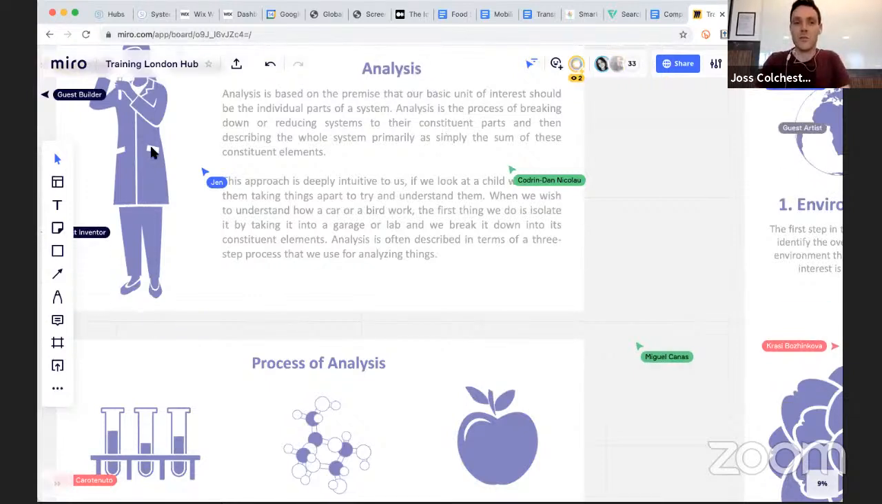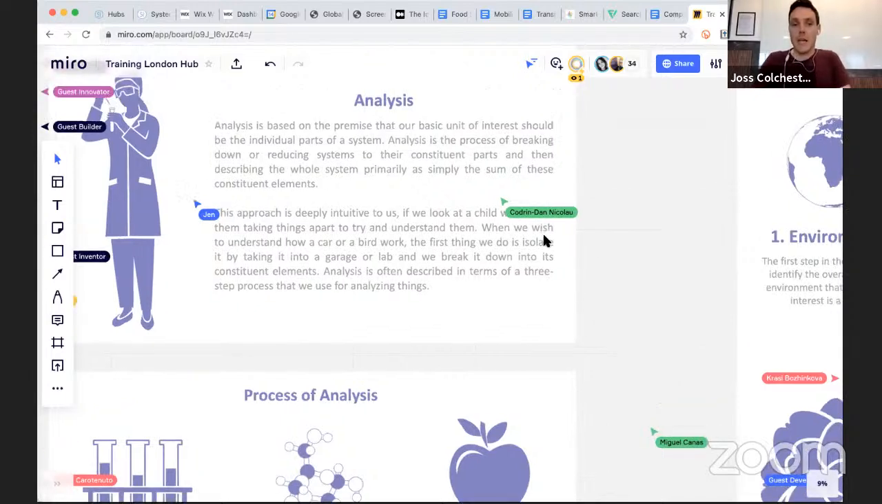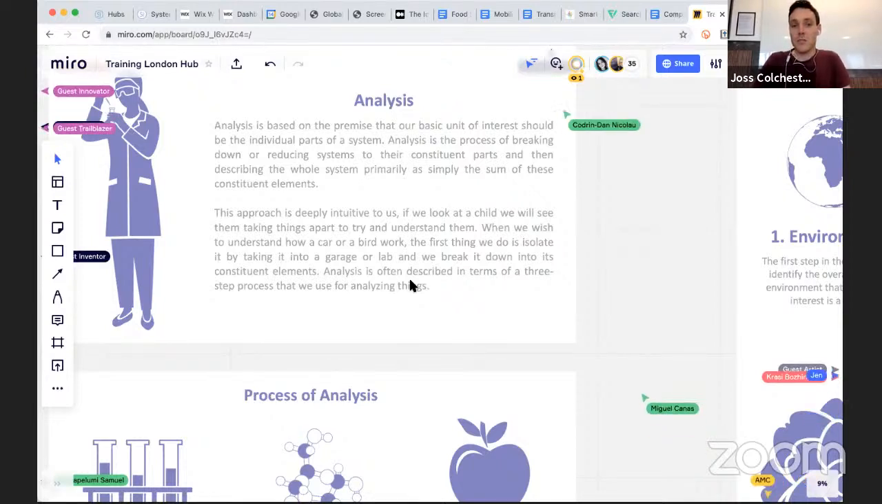This is what scientists do, right? They take things into labs and they break them down and they try to study the parts, as you'll see down here in the linear interactions. This approach is deeply intuitive to us. If we look at a child playing, they'll quite often take things apart, right? If you give them something, the first thing they'll do is try and pull it apart to try and understand it. When we wish to understand how a car or a bird works, the first thing we do is isolate it. Right? This is the reductionist approach. We take it into the lab or the garage or wherever it is. We break it down into its constituent parts.